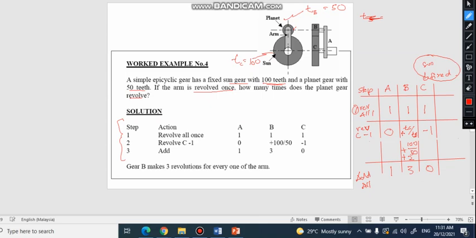So the question is, if the arm revolves once, how many times does the planet gear revolve? So if the arm revolves once, the planet gear will revolve 3 times, right? So with this, then basically you can calculate. So if you know that the speed of A is 1 revolution per minute, the speed of B will be 3 revolutions per minute. Right? So you can make that assumption, and you can solve those kinds of problems, right? And the direction of rotation of A is the same as the direction of rotation of B. So if A is clockwise, then B is also clockwise, right?